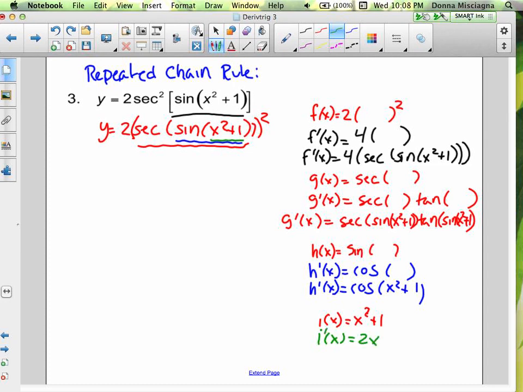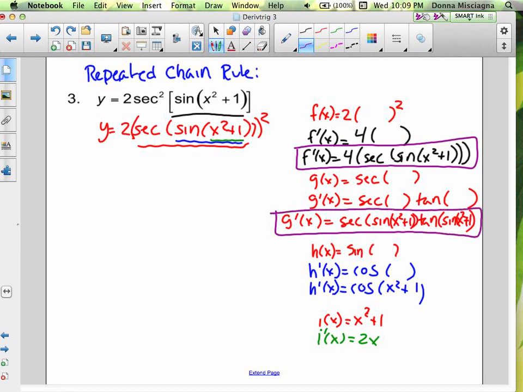So our derivative will include all of these parts. Let's see if I get purple now. It's going to include, now I get purple. It's about time. It's going to include that part and that part and that part and last but not least that part.